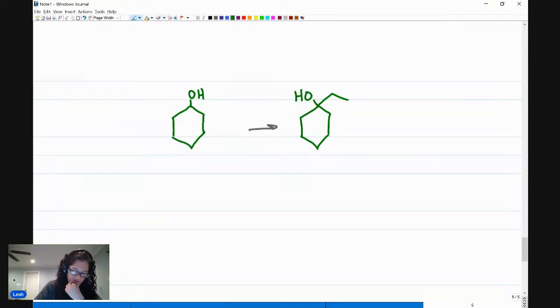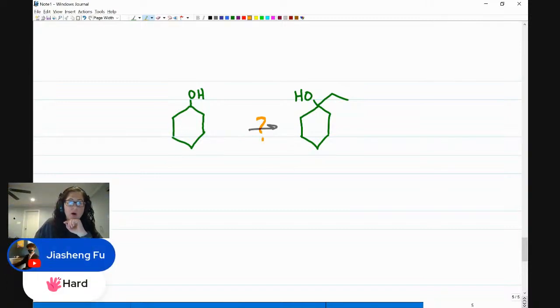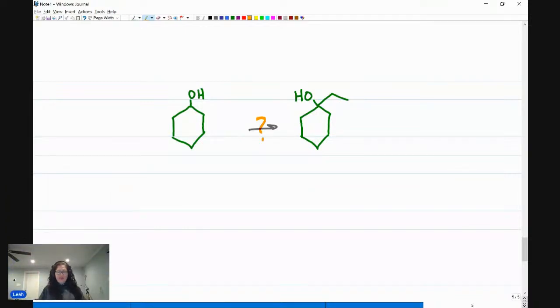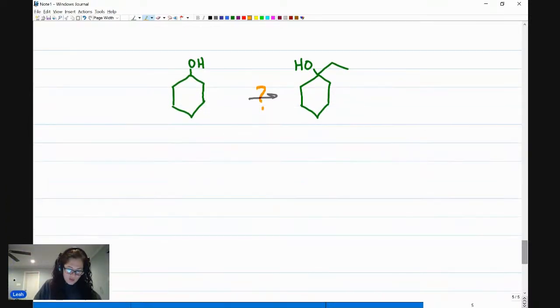I wonder if this is too tricky for an Orgo 1 question. Well, let's go with it. All right, I see a request for hard. Are you an Orgo 1 or 2? Because we can solve this both ways. So let's go for it.